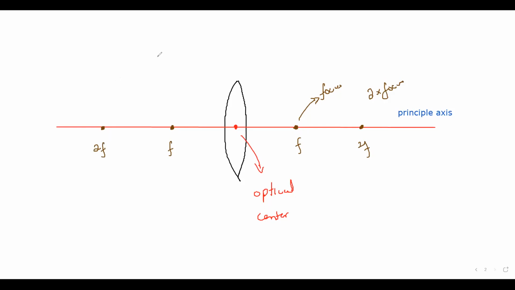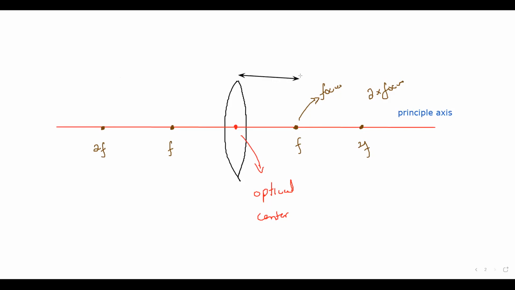So this is always the case whenever you're drawing a lens. They will mention the focus in the exam, so you should always label these 5 points. What are the 5 points you should label? The optical center, the center of the lens, the focus and 2F on the right hand side, and F and 2F on the left hand side.